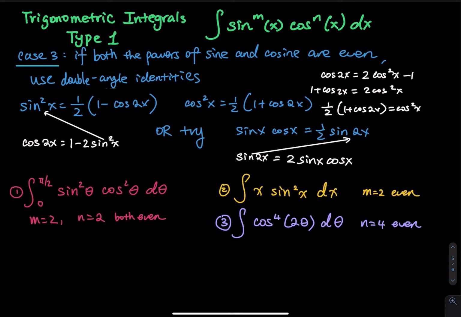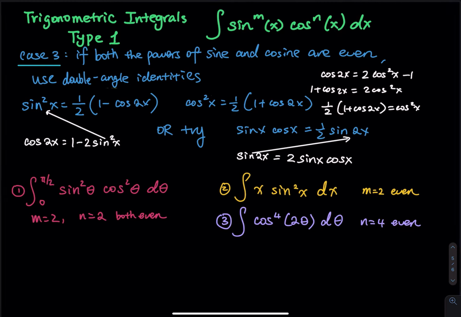In this video we will do case 3, when the power of sine and cosine are both even. So not odd powers anymore, when they are both even. Then you have to take advantage of the double angle identities. There are three blue double angle identities.